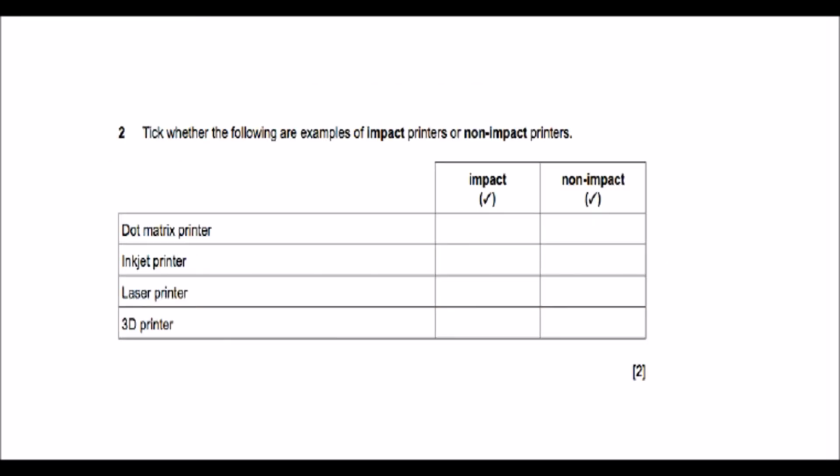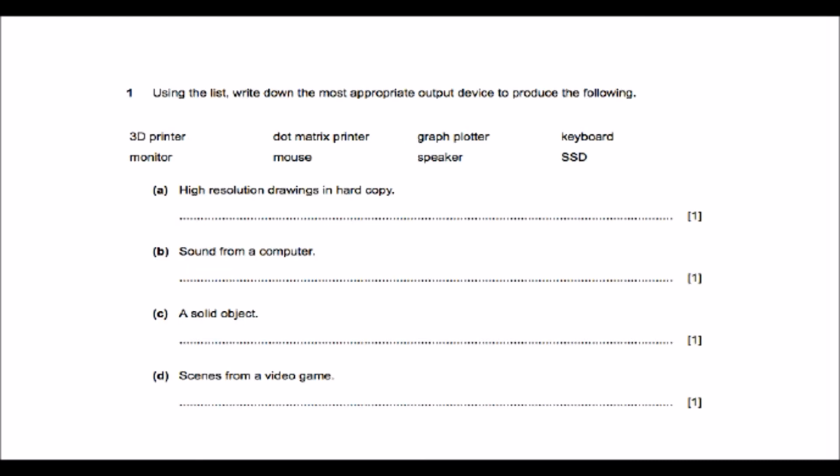Now, this question says, tick whether the following are examples of impact printers or non-impact printers. When we say impact printers, it means printers that leave a kind of mark or dot on paper. Whenever you see a question like this, only dot matrix printer is an impact printer because it's an old technology. You can feel it even when you print anything through dot matrix printer. But any other printers are non-impact. So take note of that.